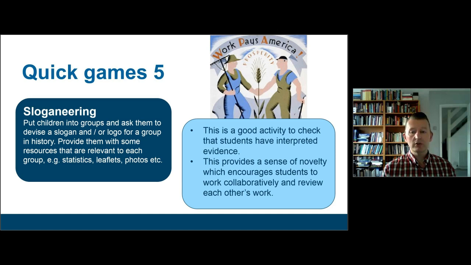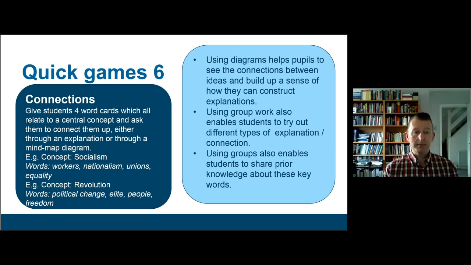So this is a useful, quick activity to check that students have interpreted the evidence in realistic ways, and it provides a nice sense of novelty for students, and it encourages them to work collaboratively and to review each other's work. Quick game 6 is about finding connections between facts.